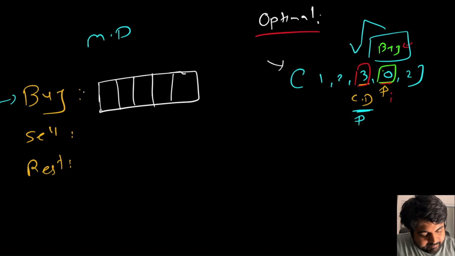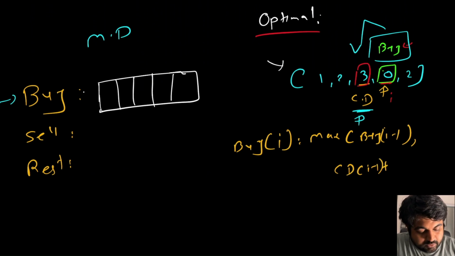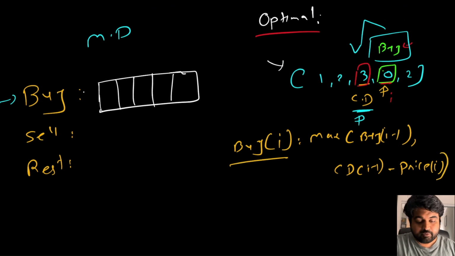So the mathematical equation is going to be: the maximum profit if I decide to buy on the ith day, I'll need to compare two elements. So max between buy of i minus 1, the maximum profit on the previous day, and compare it with the cool down profit on the previous day minus, not plus, the current price we are dealing with, so price on the current day. So this is going to be our mathematical equation for our buy formula.